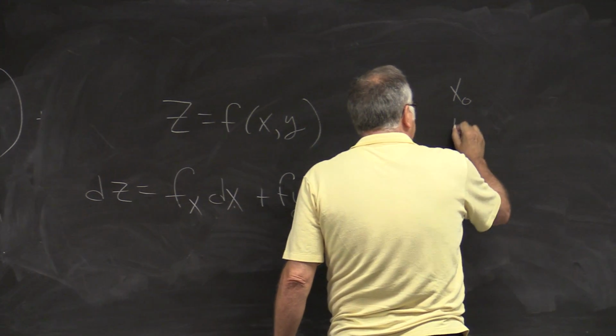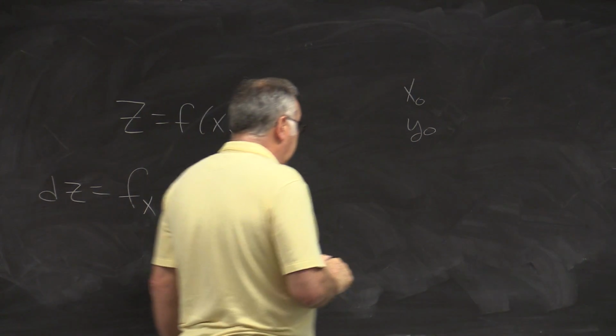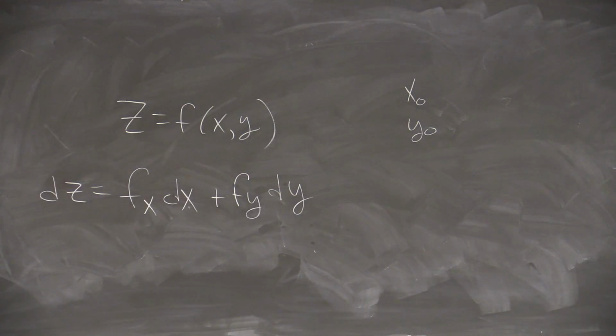Let x be the critical value of x, and y be the critical value of y. So at the critical point, what is dz? If you satisfy the first order conditions, what is f sub x? What is f sub y?